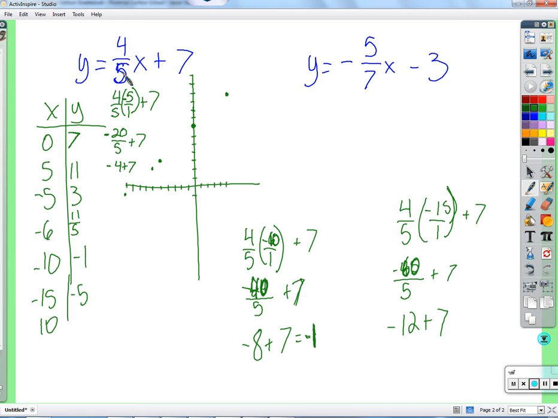Now this is getting faster because we're realizing the shortcut that we're utilizing. We put 10 in there, that's gonna cancel with 5. 10 divided by 5 is what? 2. We're gonna get 2 times 4. That's 8. We're going to add that to 7. 15. So we're going to go out to 10.